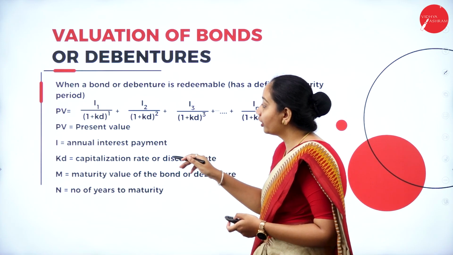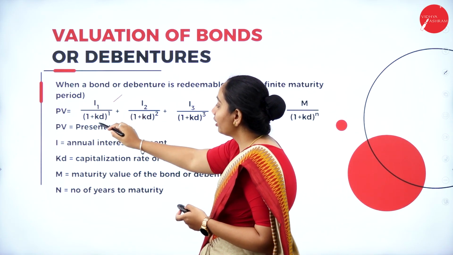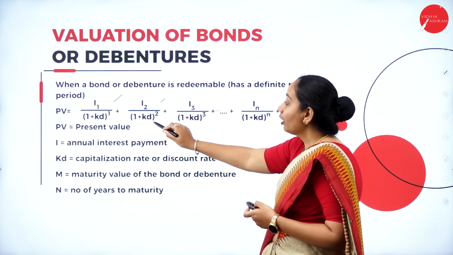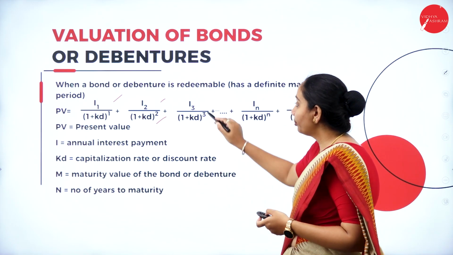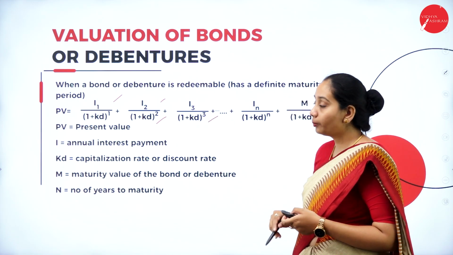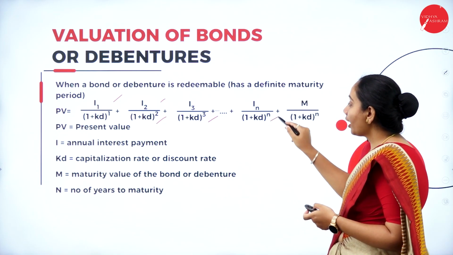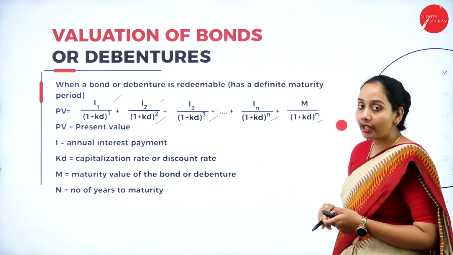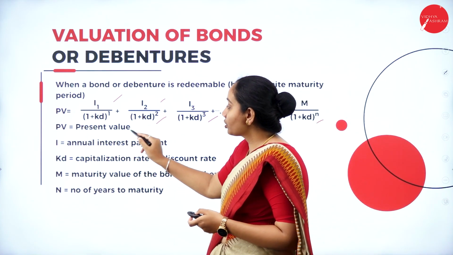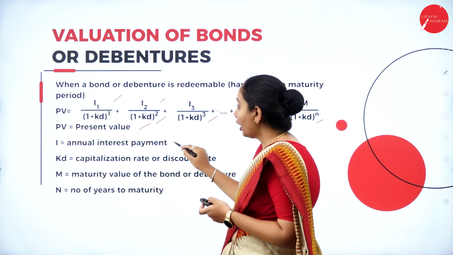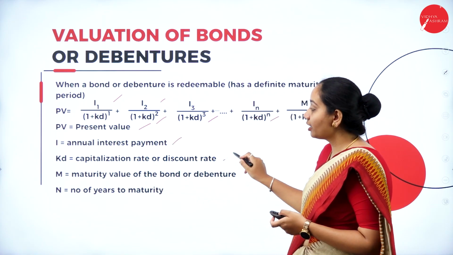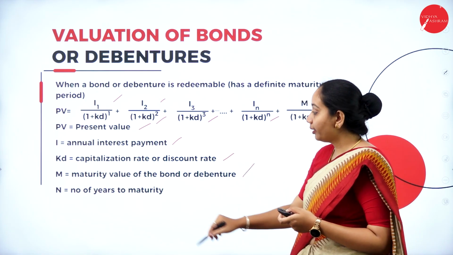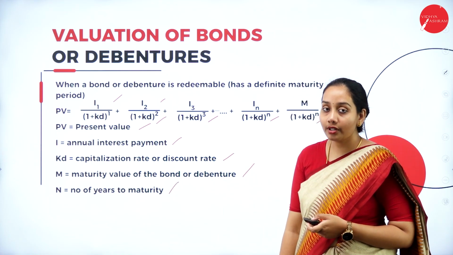The formula here we can tell is: I1 divided by (1 plus KD) to the power of 1, plus I2 divided by (1 plus KD) to the power of 2, plus I3 divided by (1 plus KD) to the power of 3, and so on, plus IN divided by (1 plus KD) to the power of n, plus M divided by (1 plus KD) to the power of n. Annotations: PV is the present value, I is the annual interest payment, KD is the capitalization rate or discount rate, M is the maturity value of the bond or debenture, and N is the number of years to maturity.